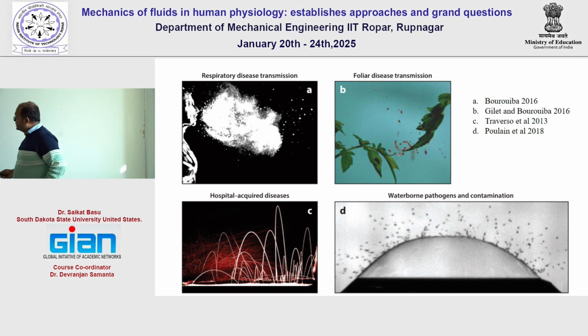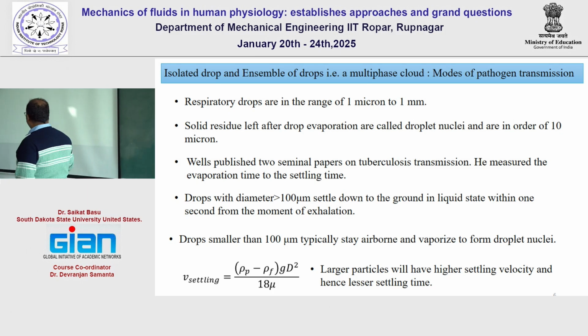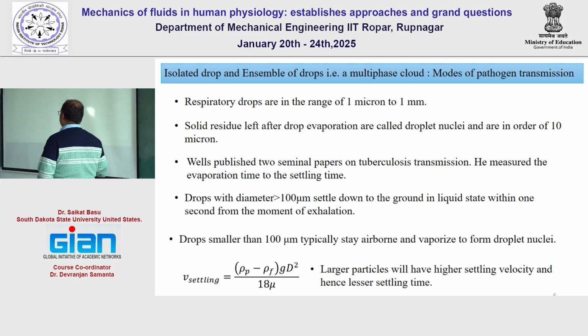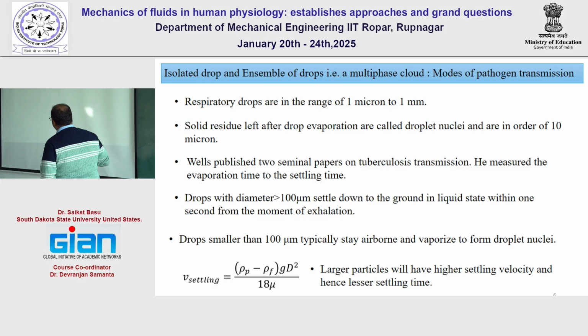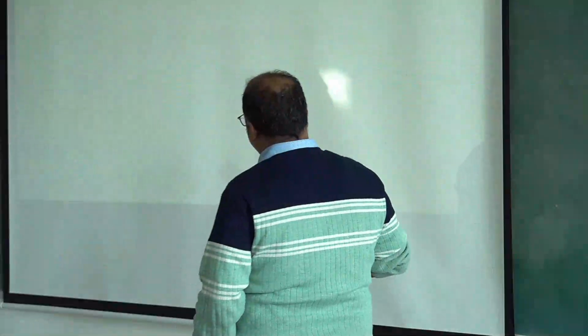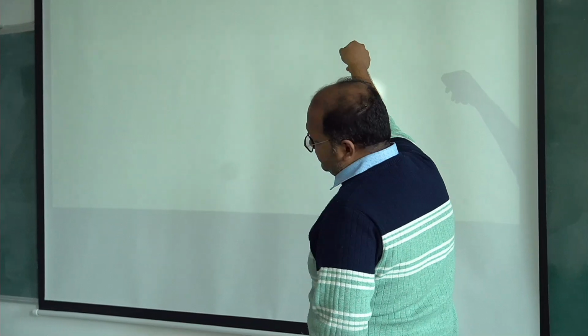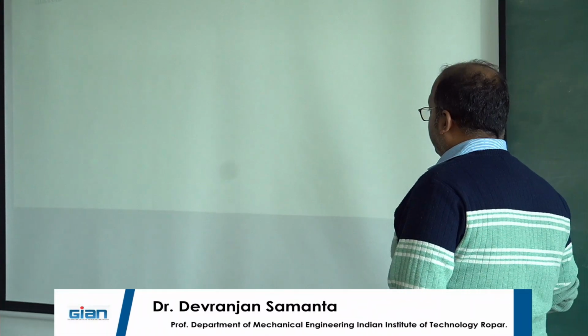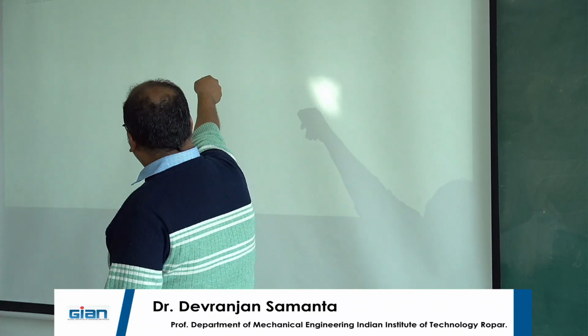So in the context of when we talk or sneeze, there are some observations like isolated drops or a collection of drops. Here the respiratory drops are basically the drops which we release in the form of coughs, and they are in the range of 1 micron to 1000 micron. 1 millimeter is equal to 1000 micron. Then it can happen that it drops on the floor and it eventually evaporates.